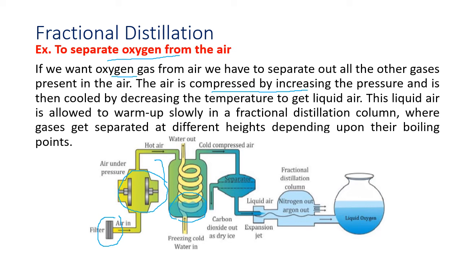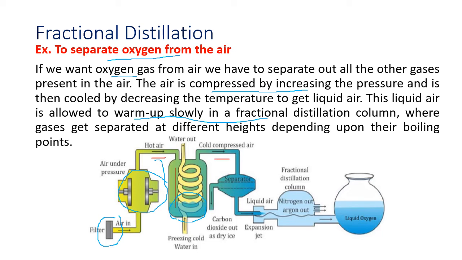So the liquid air is allowed to warm up slowly in a fractional distillation column, and at different heights you can see this is the cooling column. The hot air is coming from the top and then to this tube, the cooling tube. These are the different layers you can see. So the gases get separated at different heights.